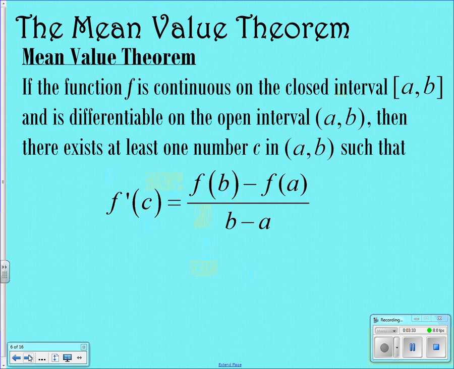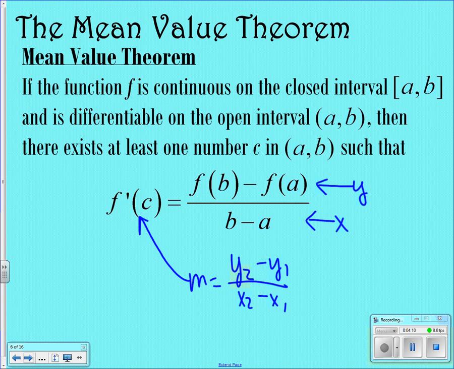Okay? So now looking at the mean value theorem. If your function f is continuous on your closed interval from a to b, and if it is differentiable on the open interval from a to b, then there exists at least one number c in your interval such that the derivative at c equals f of b minus f of a over b minus a. These are your x values. These are your y values. y2 minus y1 over x2 minus x1. That's just your slope, which is what your derivative is.